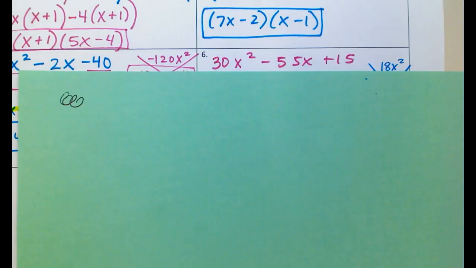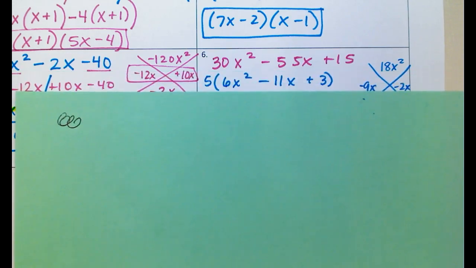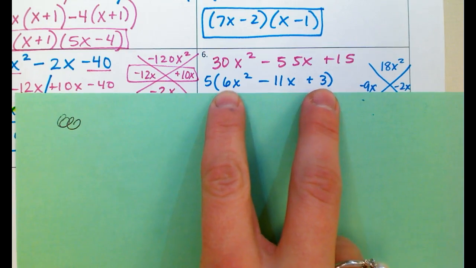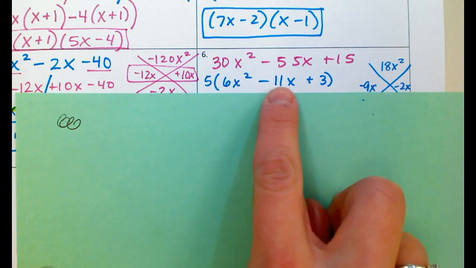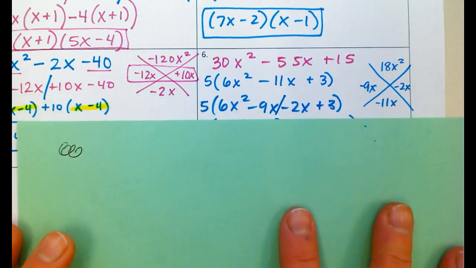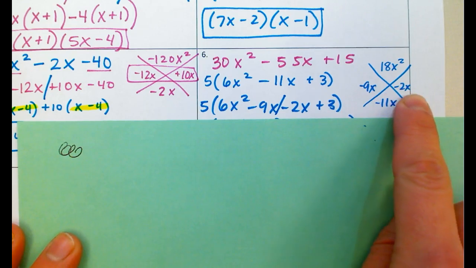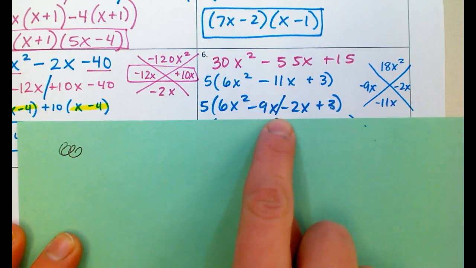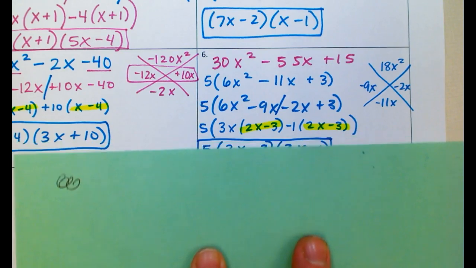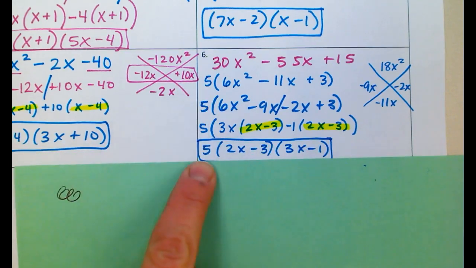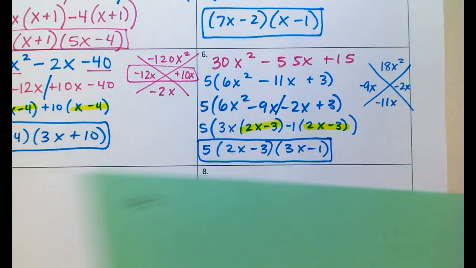Okay, GCF for this problem, there was a positive 5. So I factored my 5 out, and then I multiplied my new a and c term together. 6x squared times 3 is 18x squared. My middle term of negative 11x gave me the two terms of negative 9x and negative 2x. I split my polynomial in half and factored by grouping. My final answer, I ended up with 5, my GCF, 2x minus 3 times 3x minus 1.